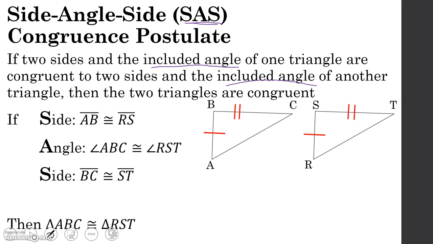So for example here, if the side segments AB and RS are congruent, so we're talking about this side compared to this side, and then we have angle ABC and angle RST, so this angle is congruent to this one. Let's go ahead and mark that on our diagram. And then finally, segment BC is congruent to segment ST. Then we can go ahead and say those two triangles are congruent.